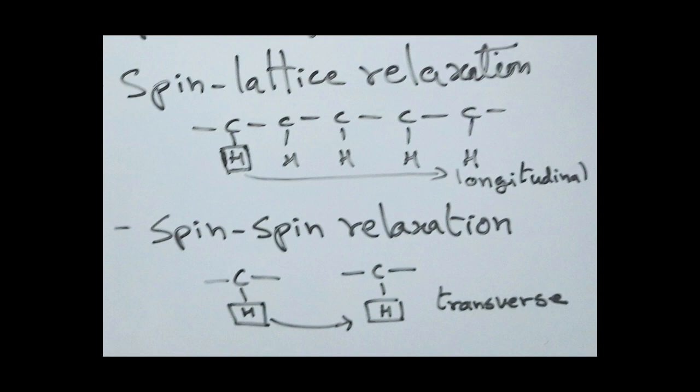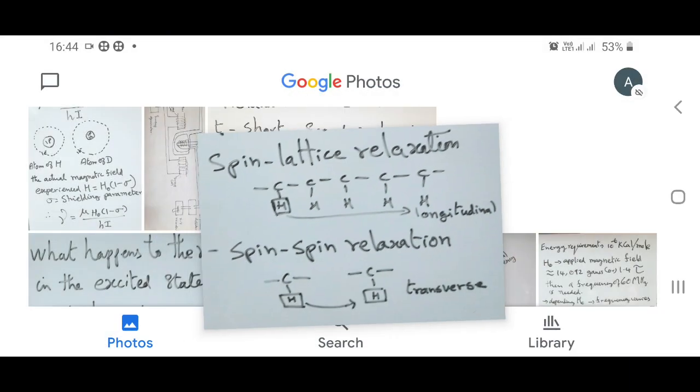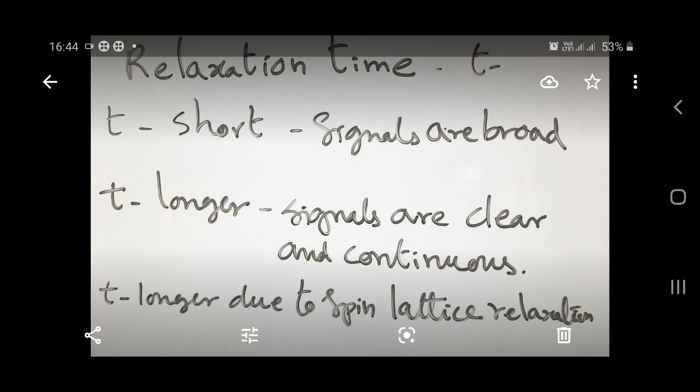So, the relaxation process is of 2 types. One is spin lattice relaxation and another one is spin-spin relaxation. Spin lattice relaxation is also called longitudinal relaxation, and spin-spin relaxation is also called transverse relaxation. What happens in spin lattice relaxation? The spin of a magnetic nuclei is transferred to the protons which are present in the remaining part of the molecule. So that is your spin lattice relaxation. In spin-spin relaxation, the spin of a proton in one molecule is transferred to the proton that is present in another molecule due to molecular collision. This is called spin-spin relaxation or transverse relaxation. So we have 2 types of relaxation process.